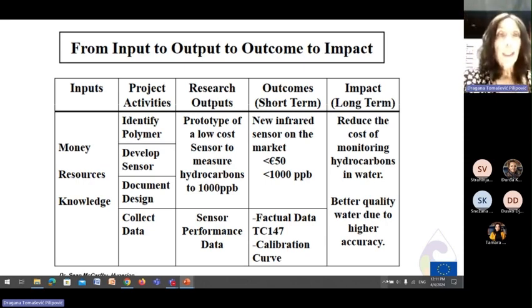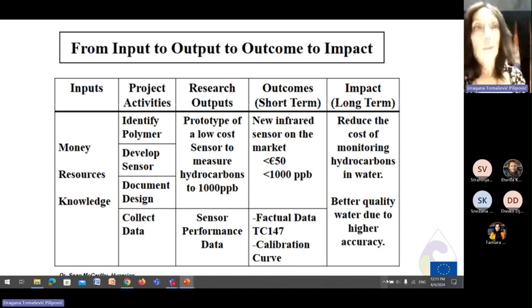Right, so here we have the whole process from the inputs. You need inputs for your proposal. You need money, resources, knowledge, of course. Knowledge is also an important input. Then you have project activities, of course. Here, for example, is identify polymer, develop sensor, etc.